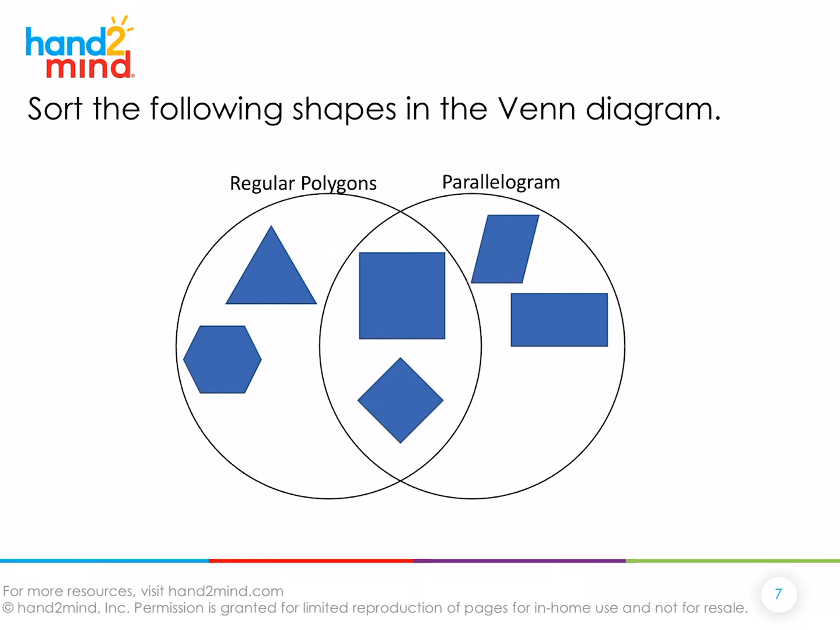So sorting our shapes into the Venn diagram should look something like this. So notice that the square and the hexagon are the only regular polygons. The 2 squares are both regular polygons and parallelograms. And then our parallelogram and our rectangle are the only 2 that are just parallelograms. So again, we can use Venn diagrams to compare and contrast shapes.